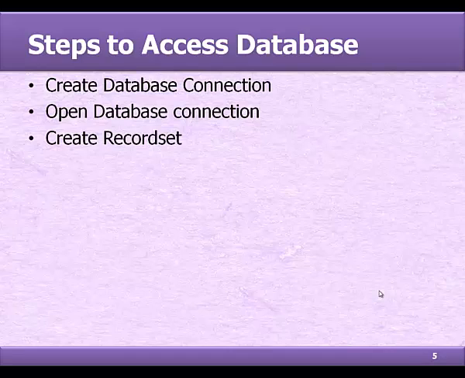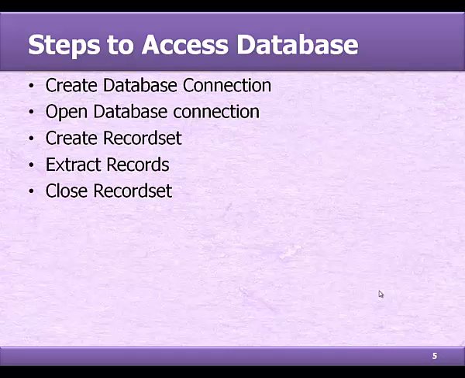The record set holds the data in these objects and helps us to deal with this data. Once the record set object is created, you extract the records from it and use them for whatever they are needed for. Then close the record set. Once the data reading is done, close the object and finally close the connection. This is how we access the database in these steps.